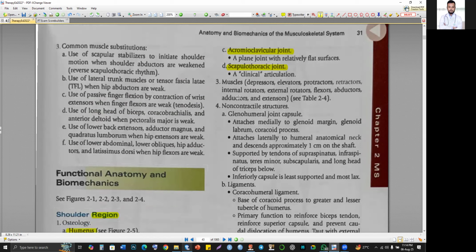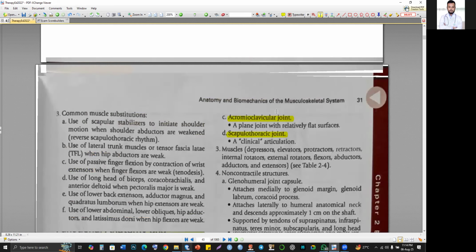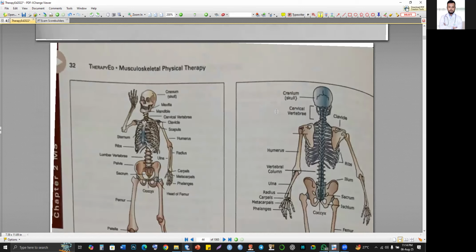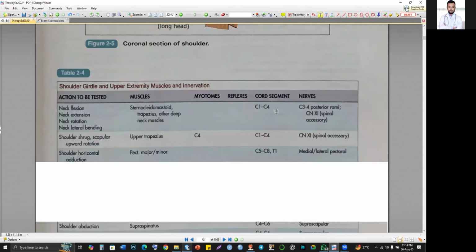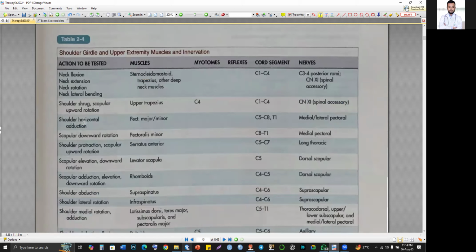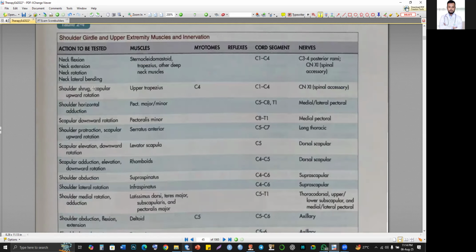Now comes the point of muscles. So here the muscles are depressors, elevators, protractors, retractors, internal rotators, external rotators, flexors, abductors, adductors, and extensors. They have already mentioned this in table number 2-4. So here is 2-4. Here they talk about the scapula: upward rotation is by the upper trapezius, and the shoulder shrug. The shrugging is done by the upper trapezius.